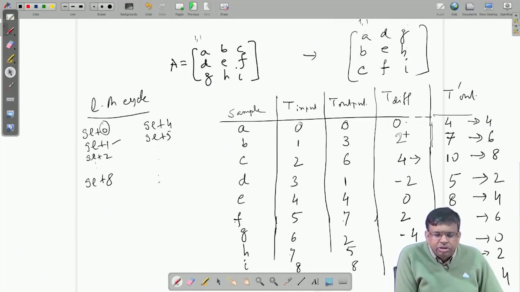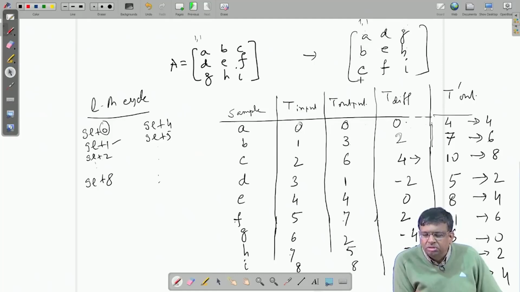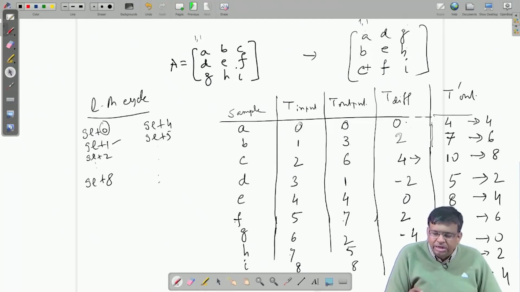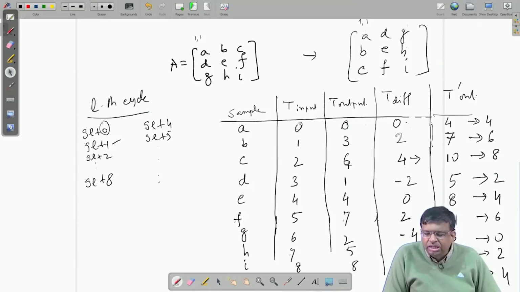Then the reader moves further at 9L plus 2 to C. The writer also moves here, but it does not write C. When does it write C? When it comes to this position. That means after 9L plus 0, 1, 2, 3, 4, 5, 9L plus 6. So at 9L plus 6 the writer is at the 3 comma 1 position, and that is the time when it writes C. So C is read in cycle 2 but written in cycle 6, so the difference is 4.